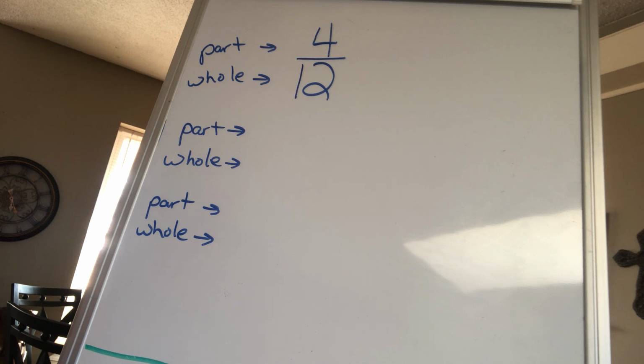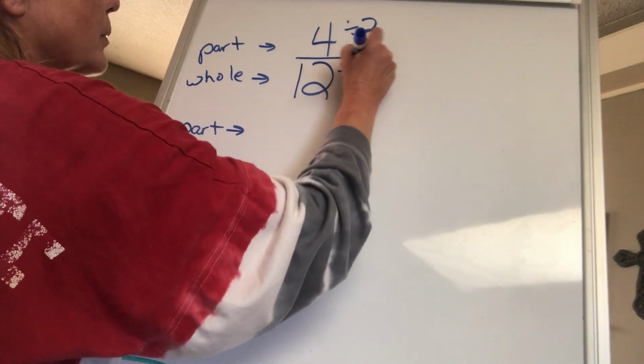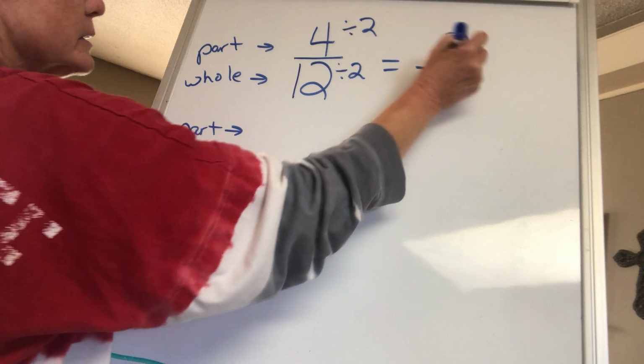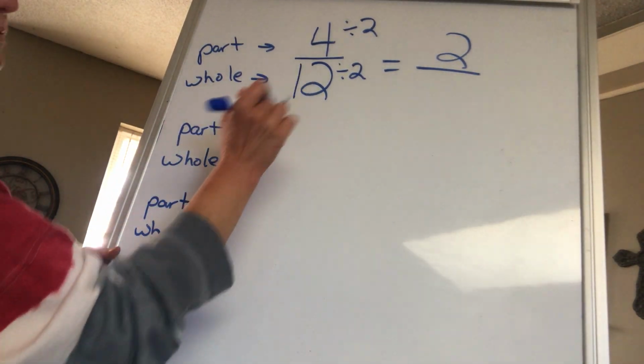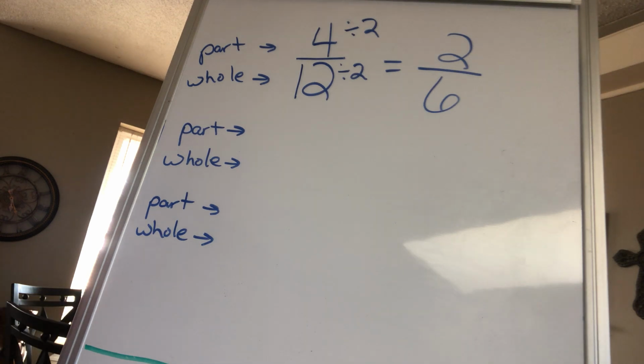Is there any number that I can divide 4 and 12 by and get a 0 remainder? I know they're even numbers, so let's try 2. I know we can probably do 2. 4 divided by 2 is 2. 12 divided by 2 is 6. So I've got it simplified down one more time. But remember, it doesn't always mean it's in simplest form. So let's look at it again.